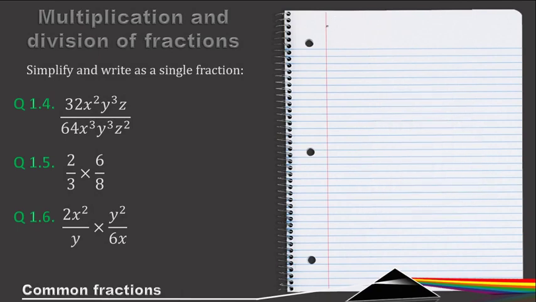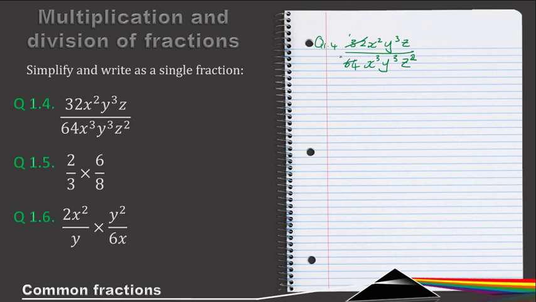Right, so for question 1.4, I've got 32x squared y to the power 3z over 64x cubed y cubed z squared. Okay, so let's start by cancelling. 32 can go into itself once and into 64 twice, so that cancels.